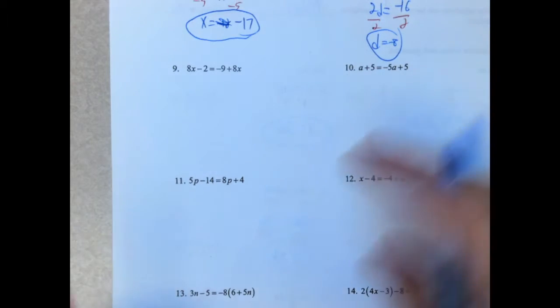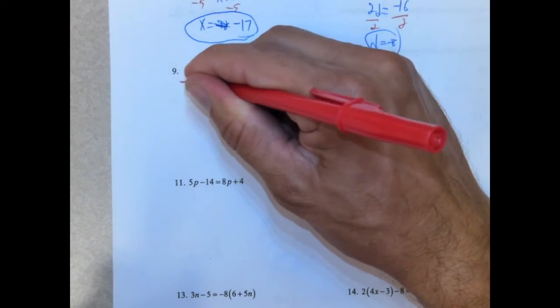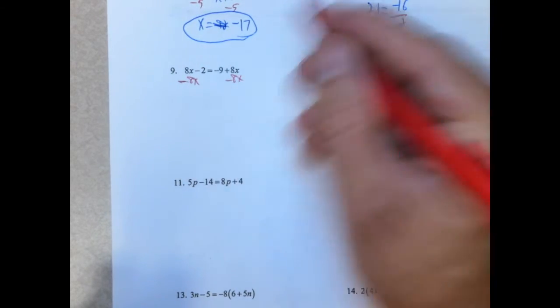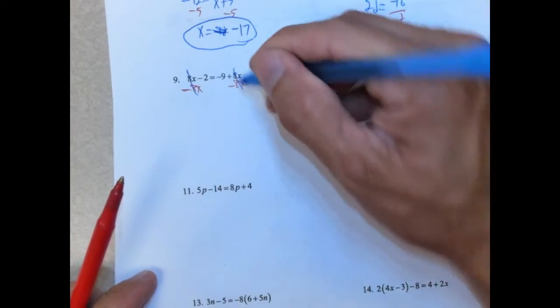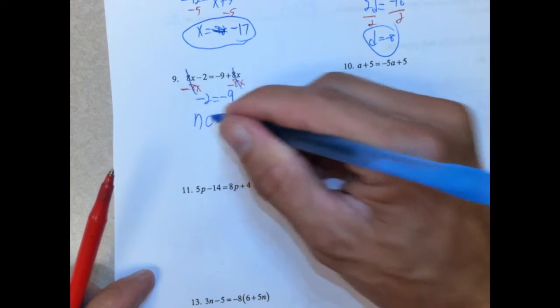Okay. Here we have a variable on both sides, and this is going to be a special case scenario. So let's go ahead and get the variable on the same side. So I'm going to move this to that side. But look what happens. These cancel out. We get negative 2 equals negative 9, which is a false statement, which means there's no answer.